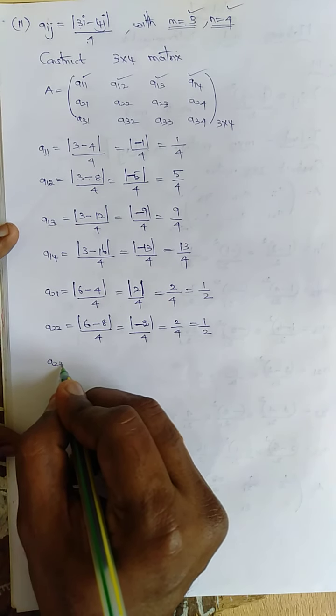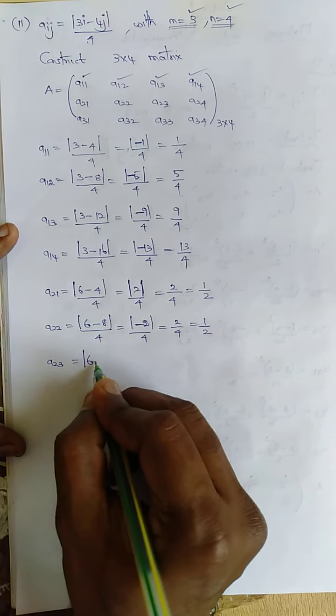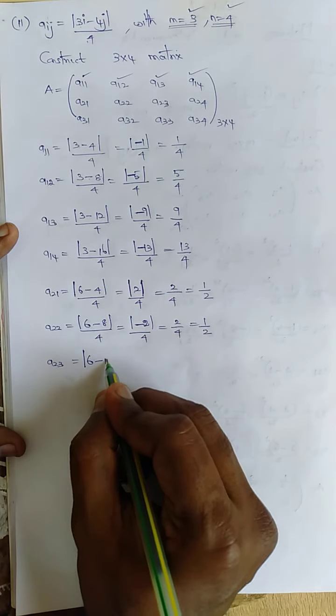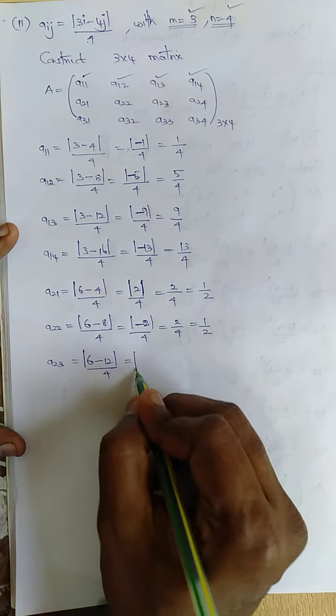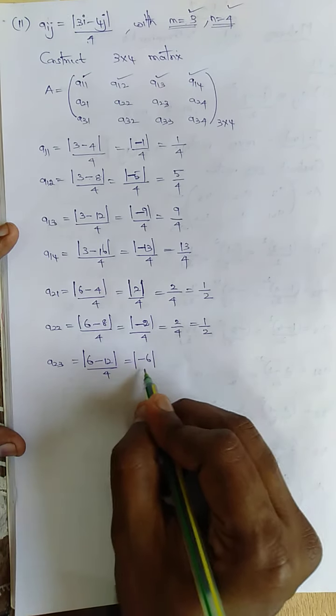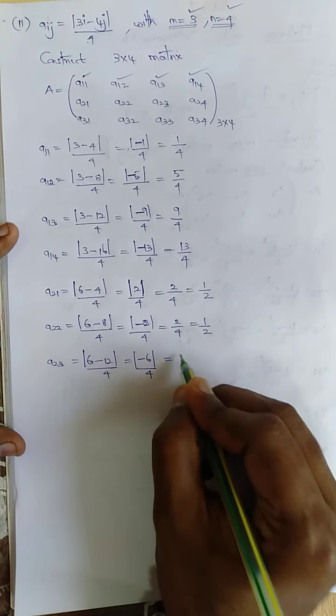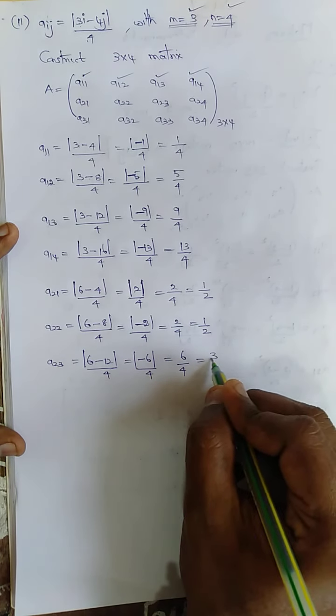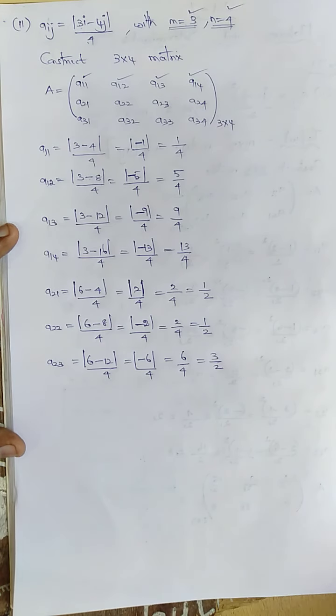Next a23 is equal to modulus of 6 minus 4 3s are 12, divided by 4. Modulus of 6 minus 12 is minus 6 by 4. Minus will become plus, 6 by 4. Answer is 3 by 2.